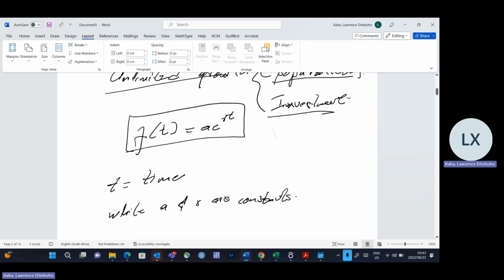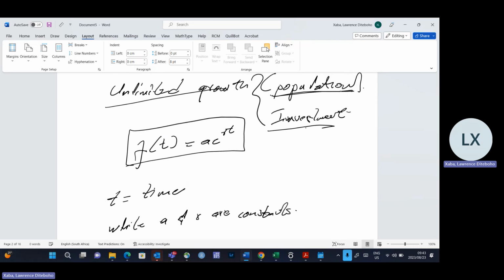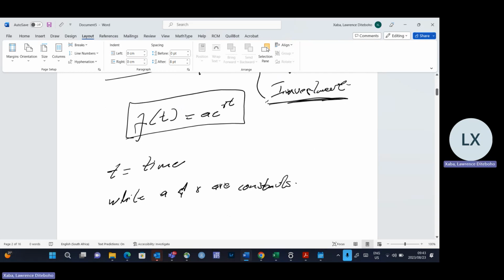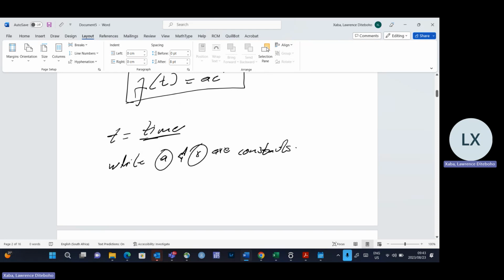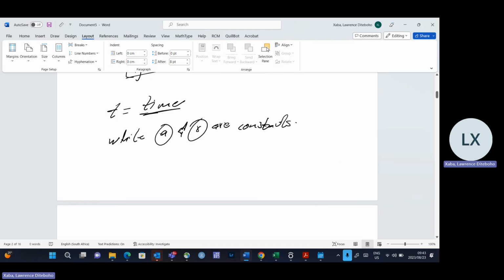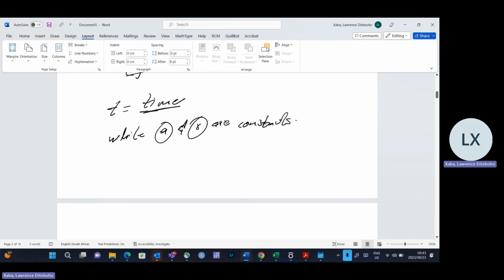Like I said, this formula, you can use it if you're interested to study your population or your investment. If you want to see how these two are growing, you can use unlimited growth. Remember, this is still under your exponential function and logarithm function. So where I said t in this function stands for time, and we have a and r, which is our constant. So we're going to take this function and take an example to study our population.